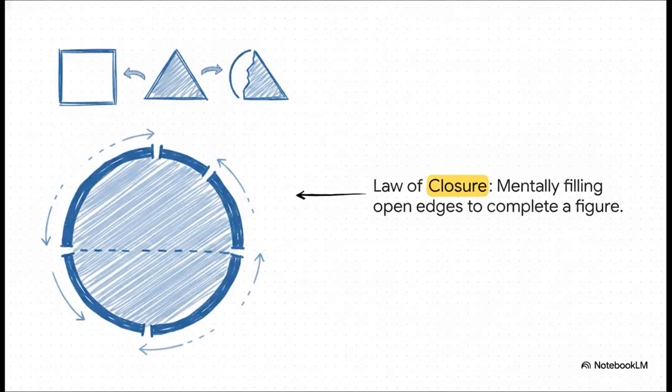Next up, we have the law of closure. Look at this incomplete ellipse. You don't see it as a weird collection of curved dashes, right? Your mind instantly fills in the missing gaps to make you perceive a complete, solid circle. This law states that we naturally tend to close the open edges of a figure to complete the shape. We overwhelmingly prefer enclosed, completed figures over open ones. So your brain just steps in, does the extra work, and bridges those gaps for you.